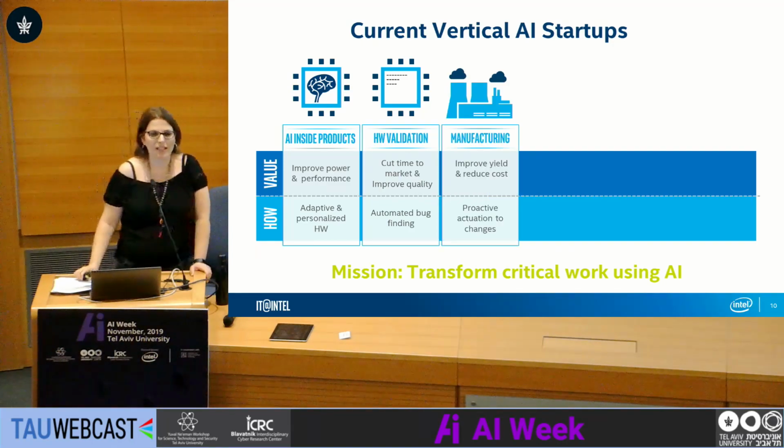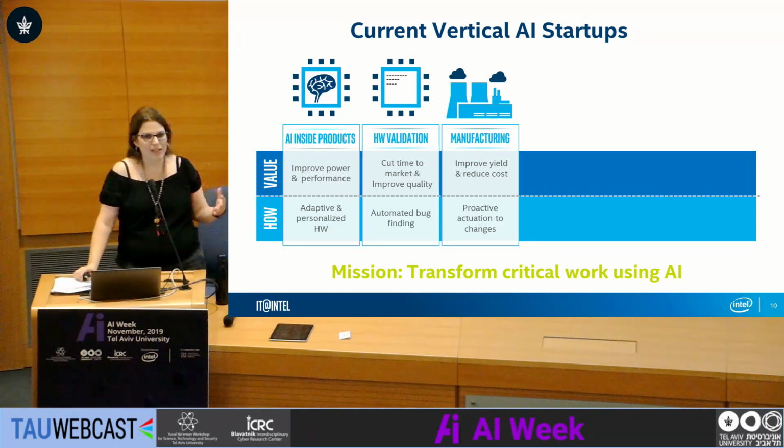The third vertical is focusing on the manufacturing domain, where if you can anticipate in advance that things are about to happen and take actions according to whatever you uncover that is about to happen, whether it's a catastrophe or things that can change the system, you can significantly reduce the manufacturing cost, increase the yield, and overall improve the manufacturing process.